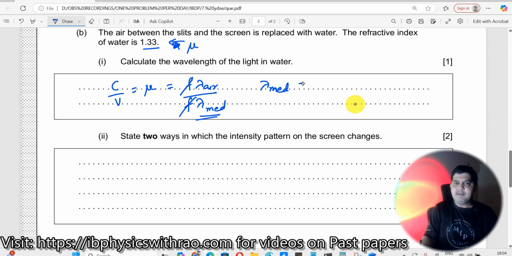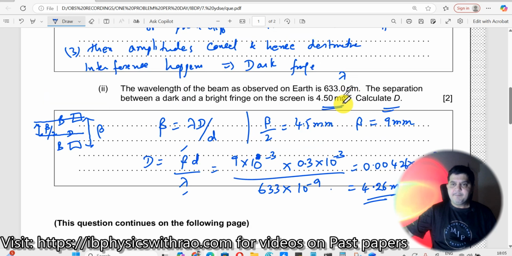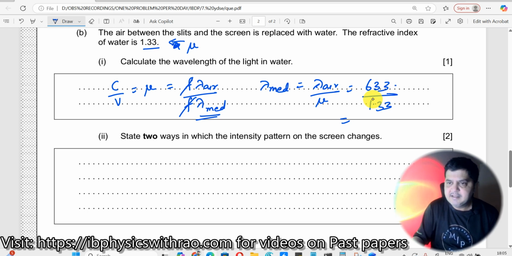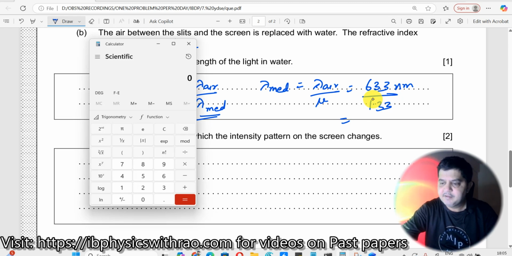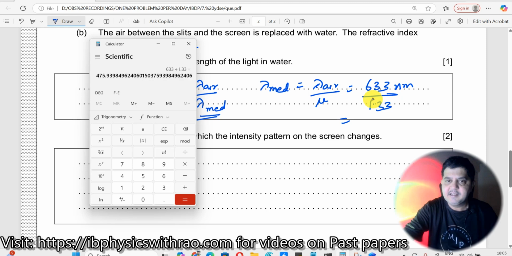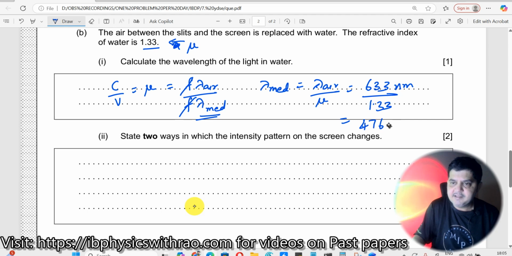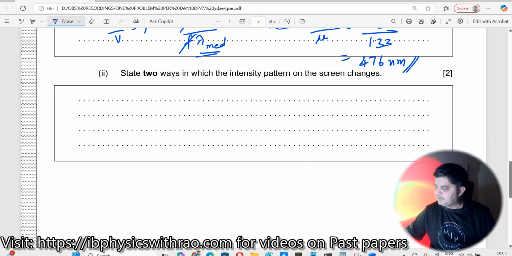So lambda medium is equal to lambda air divided by mu. What's the value of lambda air? It's already given to you because it was conducted in the air. Lambda air is 633 nanometers. So substitute that value: 633 divided by the mu value 1.33. Okay, now let us calculate this. What is this lambda? Nanometer. 633 divided by 1.33 would be 475.9, which is 476 nanometers. That is the answer.